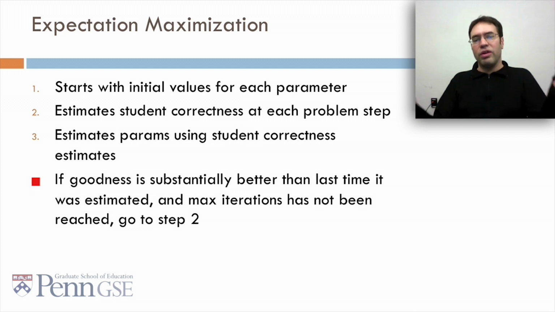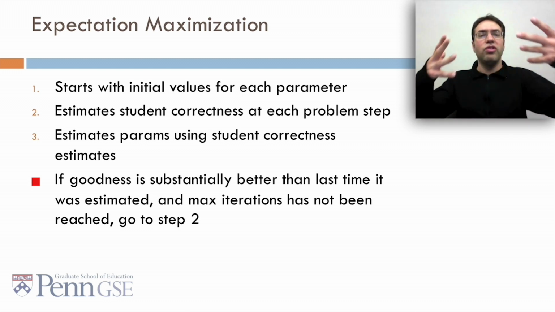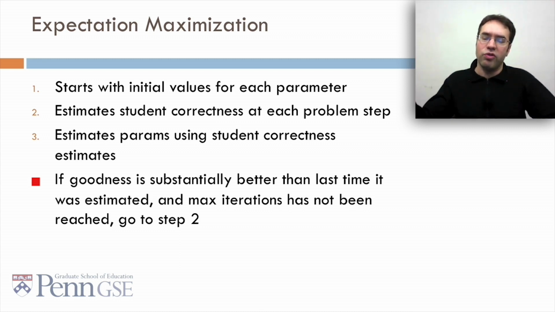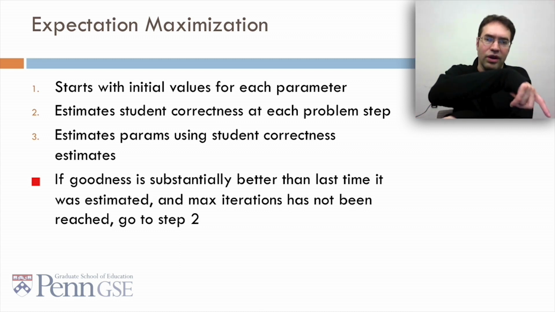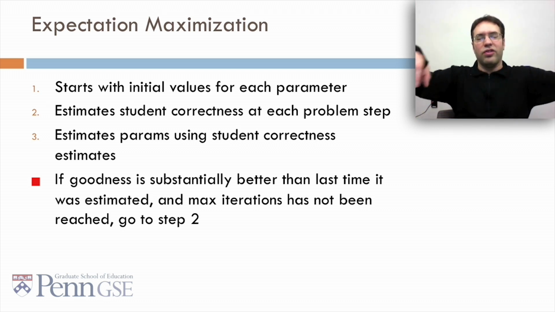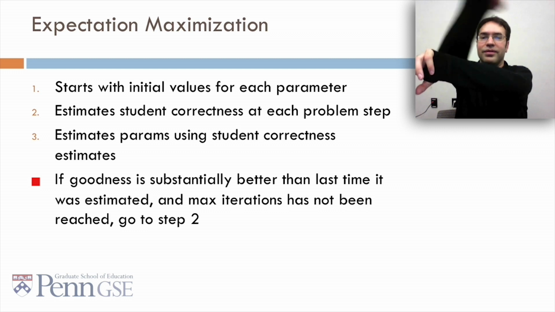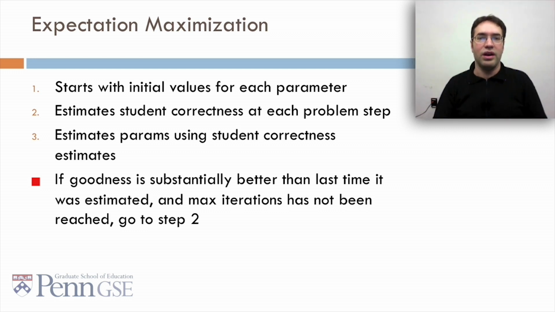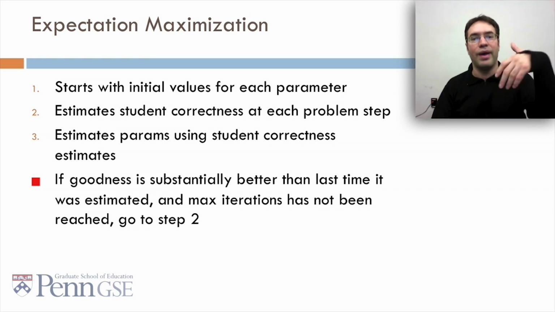And if the goodness of the model is substantially better than the last time it was estimated, and we haven't reached some pre-chosen threshold for the maximum number of iterations, we go back to step 2. We re-estimate student correctness from the parameters, we re-estimate parameters from the student correctness, and keep going until you don't get any better, or you've gone through your maximum number of tries.